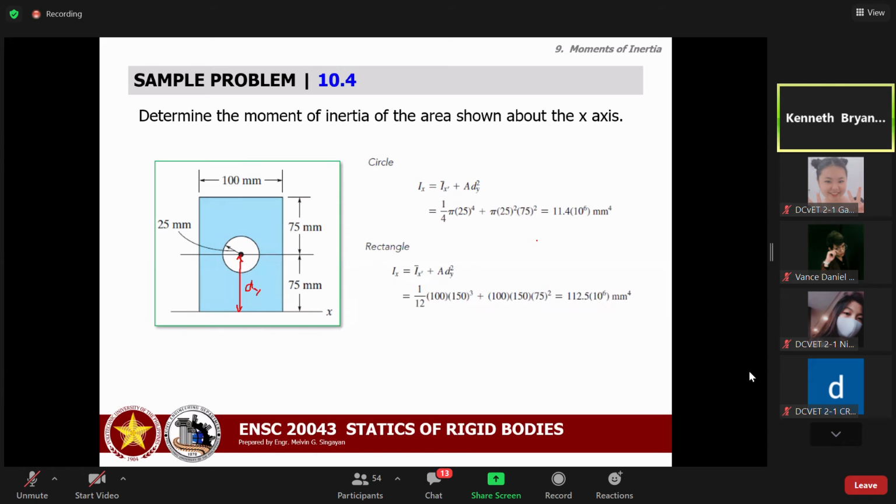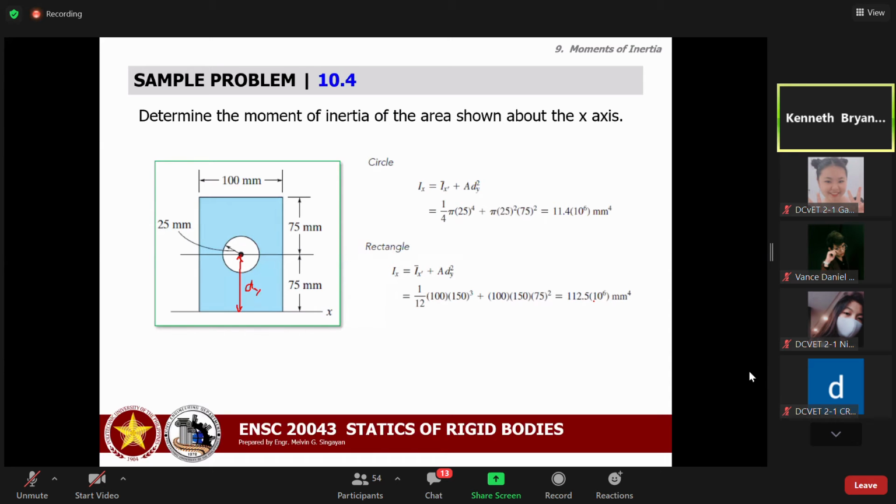Okay, now for the rectangular area, Ix is equal to I bar x prime plus A dy squared. So I bar x prime for the rectangle is 1 over 12 times b times h cubed, so 100 times 150 cubed, plus the area times 150 times dy squared. The dy for the rectangle is the same as the circle, so 75 squared. That gives 112.5 times 10 to the 6 millimeters to the fourth.